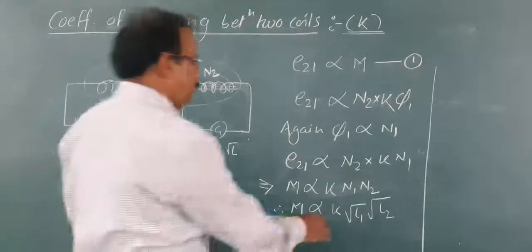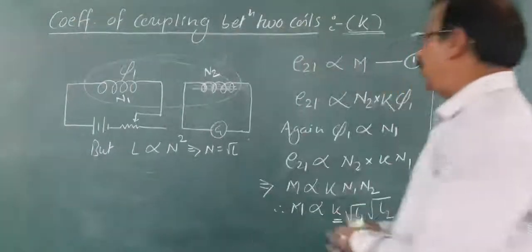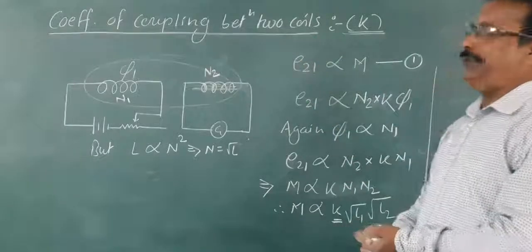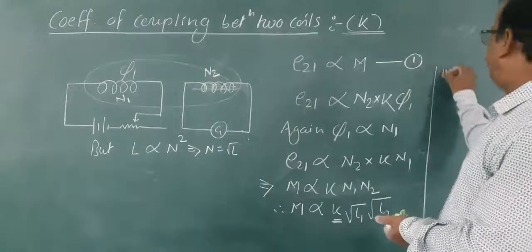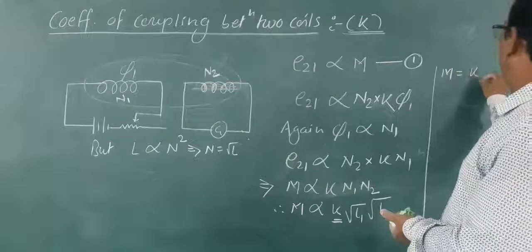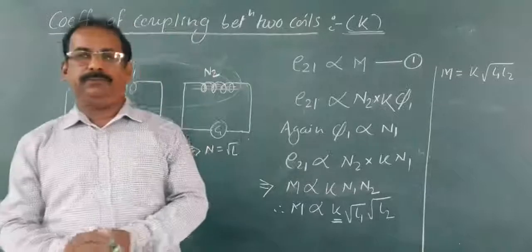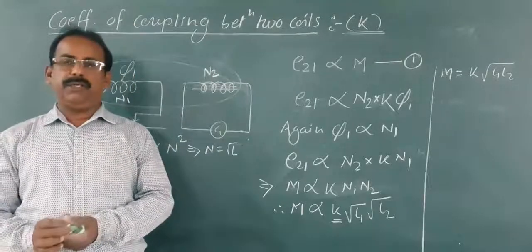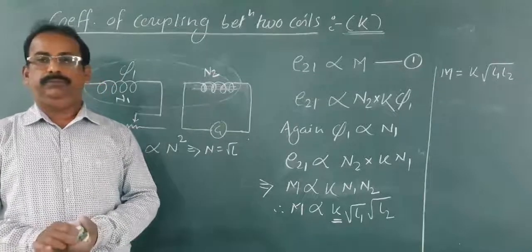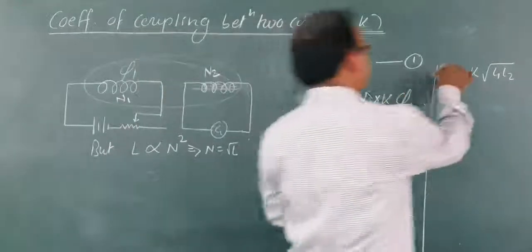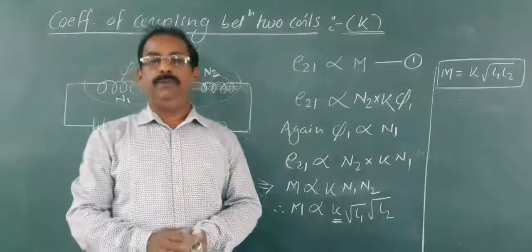Here, this K is a constant. This K is a constant, the coefficient of coupling. Therefore, you can replace this proportionality sign by equal to sign also. Means you'll get the equation M equal to K times root L1 L2. This is the relation between mutual inductance and the coefficient of coupling.